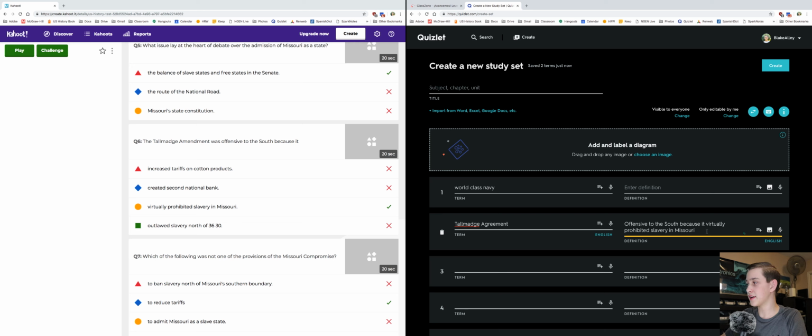So that's what I'd recommend: not capitalizing the first letter of your term and definition. Unless, of course, it's a proper noun, then capitalize it. But for stuff that's just a phrase, it's not a sentence, don't capitalize it.